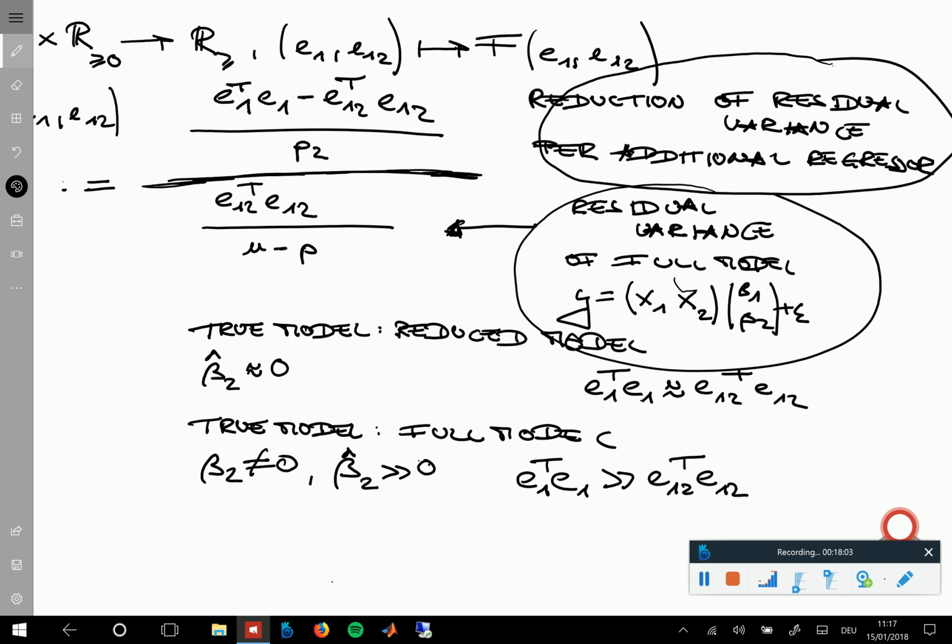It's a little bit more complex than for T statistics, but then it also does a little bit more in terms of model comparison. Questions about this? No. Good.